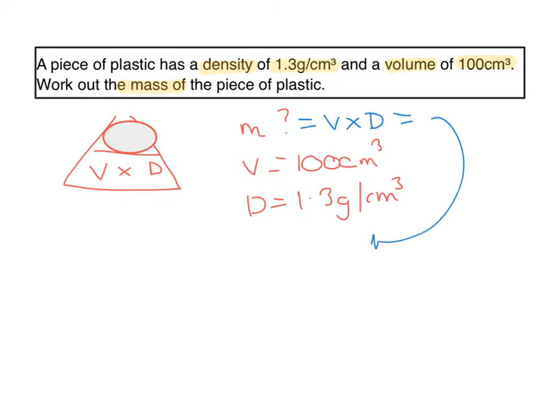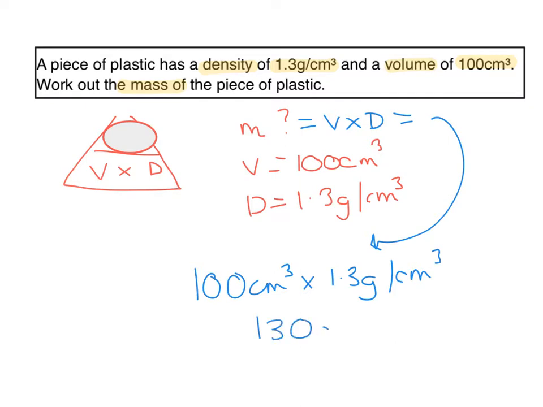I'm just going to do it down here. So that's 100 centimetres cubed times 1.3 grams per centimetre cubed. So 100 times 1.3 is going to be 130 grams, because that's our units that we've been using, grams per centimetre cubed. The answer is 130 grams.